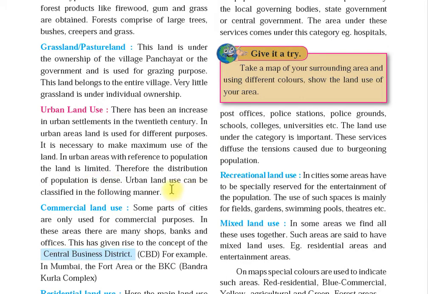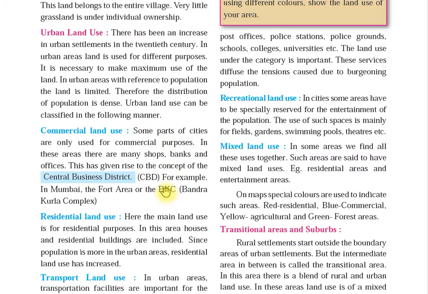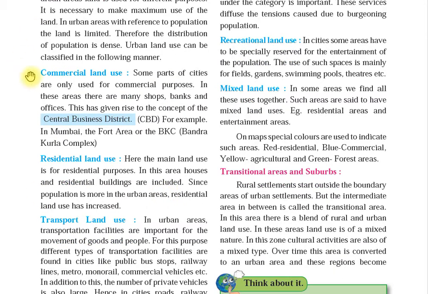Urban land use can be classified in the following manner. Now we'll see how urban land can be classified. First one, commercial land use. Commercial means what? Land which is used for business purpose. It's called commercial land use. Some parts of cities are only used for commercial purpose. In these areas, there are many shops, banks, and offices. So you can see we have got many shops, banks, and offices. All this is used for commercial purpose.